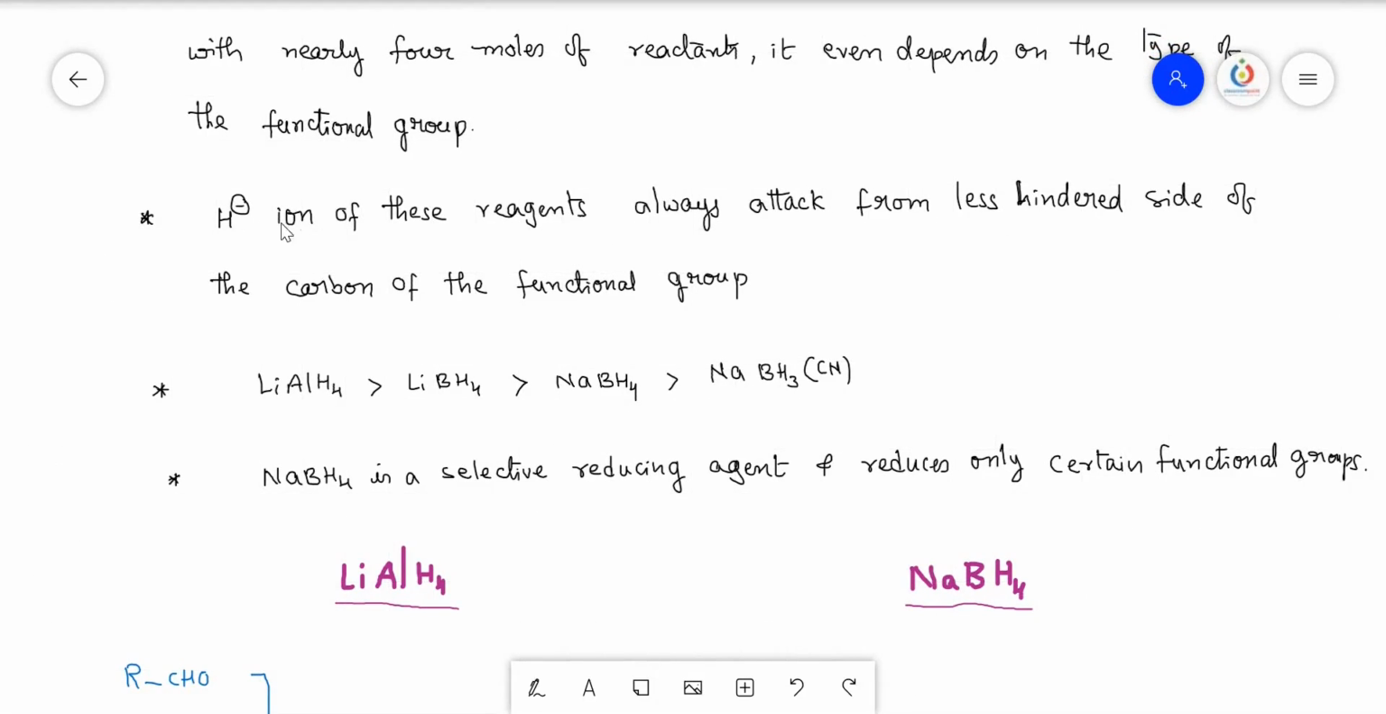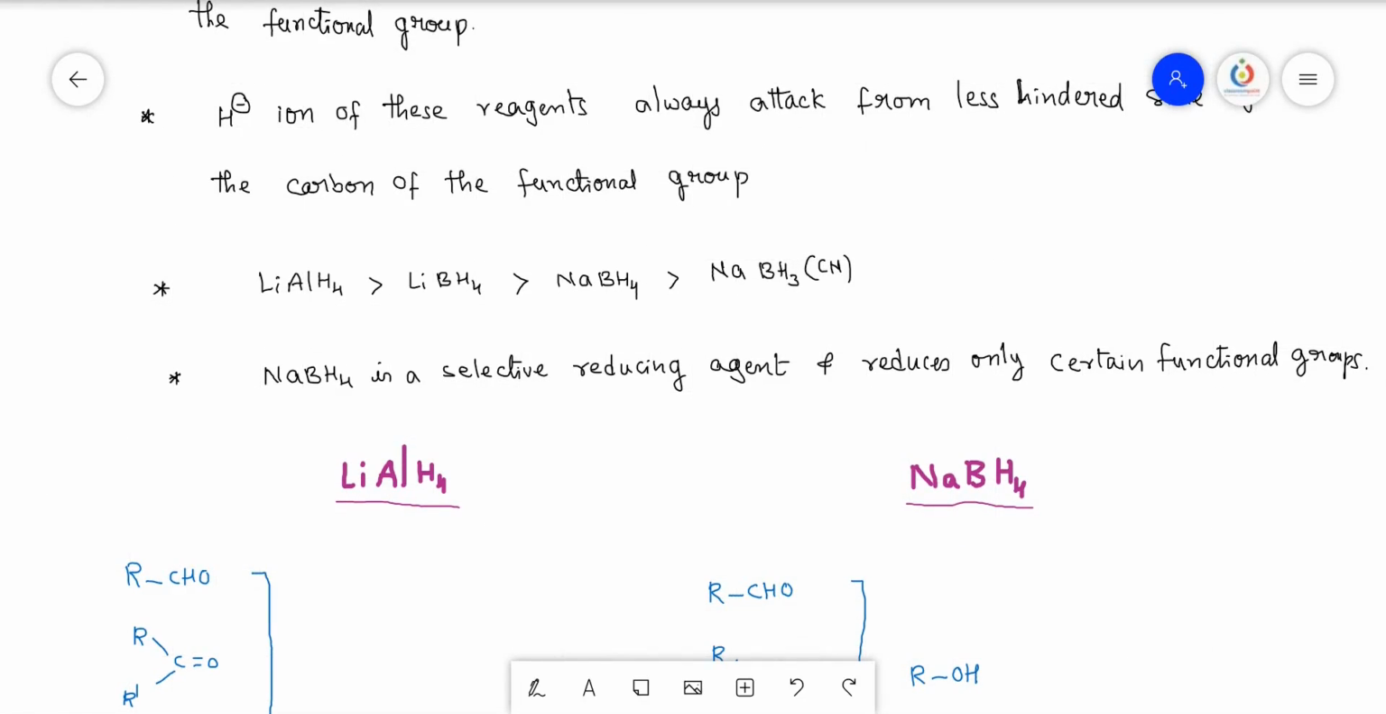As I discussed earlier, H⁻ ion of these reagents always attacks from the less hindered side of the carbon atom of the functional group. So they approach the functional group carbon atom from the backside, or wherever the less hindered side is, meaning the less crowded side, from that side they will attack.